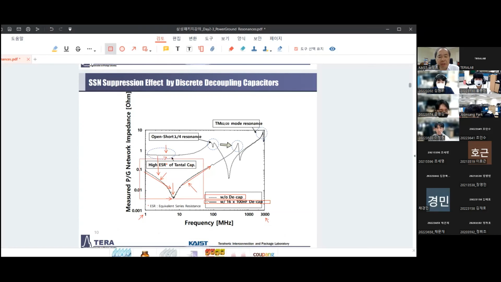So this is measurement verification of what I was talking about in this class today. Without decoupling capacitors, impedance is very high, but with decoupling capacitors, we were able to bring it down to the milliohm range around self-resonance frequencies. But this resonance is only around 10 megahertz. That means if you want to reduce the impedance over the gigahertz range, it doesn't help.